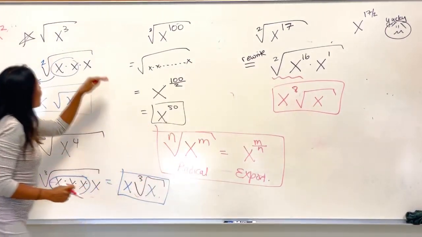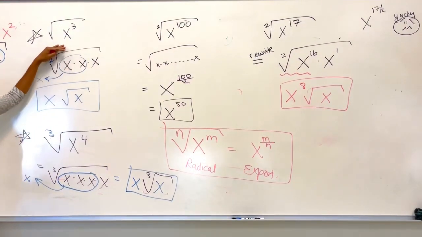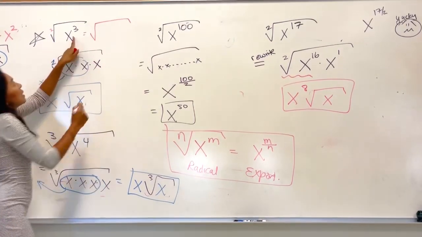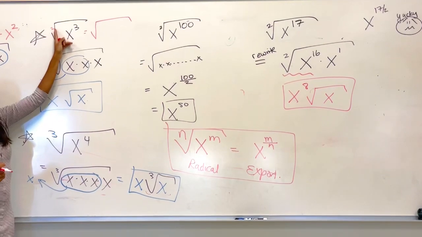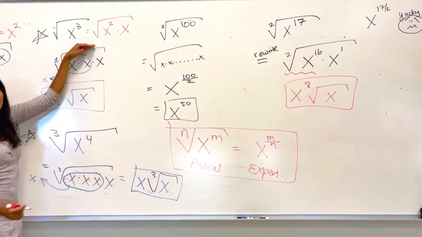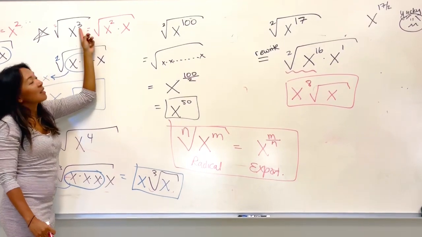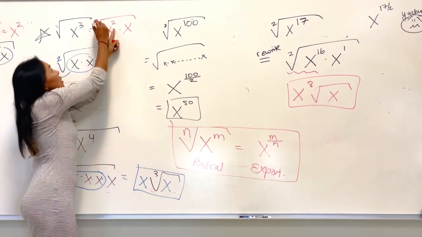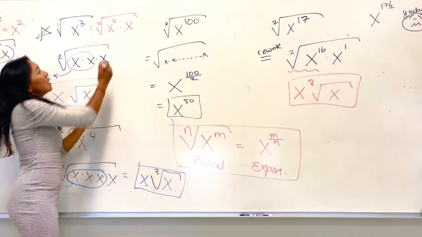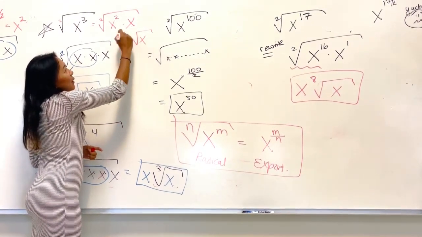Same story with this one. So notice this one we kind of wrote it all out. But if I didn't want to write it all out, here's the square root. What's a number less than 3 that's divisible by 2? 2, right? So I can write this as x squared times x, right? Because x squared times x, that's 3 x's, x cubed. Well, 2 divided by 2 gives me 1. So therefore, I get x to the first power outside, and inside I just have this leftover x.